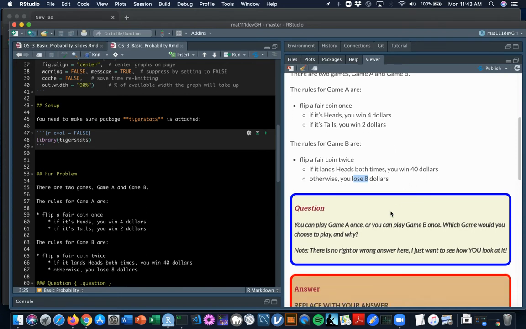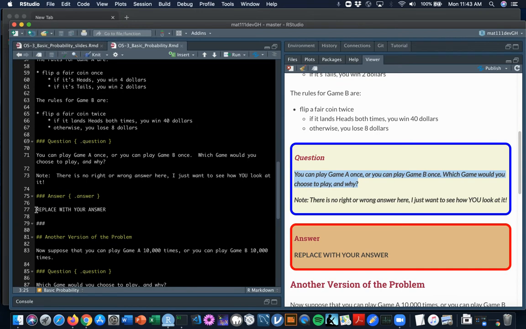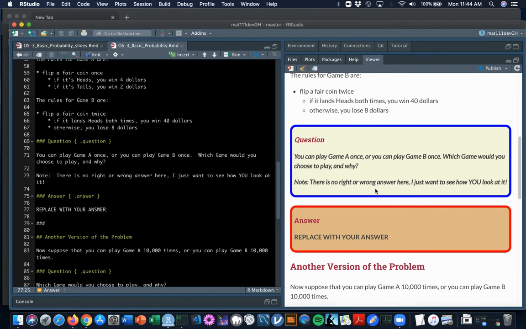So there's some questions you've got in your head, probably, and you're asked them here. You can play game A once, or you can play game B once. Say that's what you're allowed to do. Which game would you choose to play, and why? And so over here in the answer section, I'm going to be wanting you to replace this text with your answer. But notice, no pressure here. There's not really a right or wrong answer because people have different risk profiles, different attitudes about the win 40, lose 8, and the chanciness involved when you play the game once. So I just want to see how you look at it. I want you to explain yourself in terms of your choice and what about the riskiness made you choose one game rather than the other.